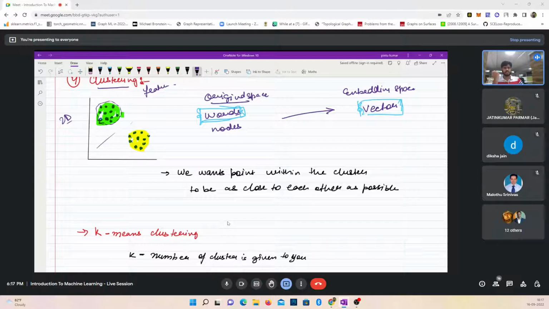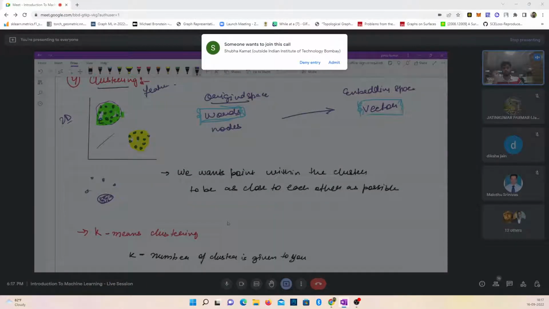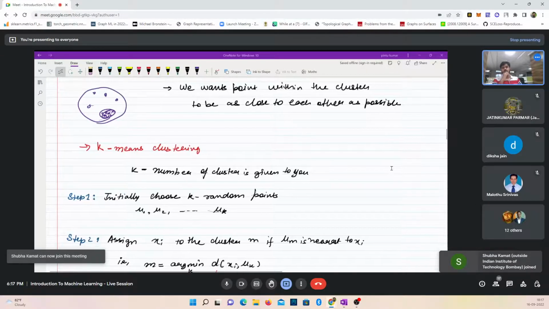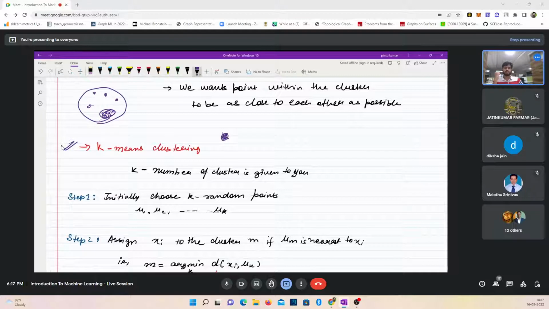So what we want is that points within a cluster should be close to each other. So we don't want, let's say these are 4 data points, that if points are close to each other, we want them to be in a group rather than considering all the elements in a group. One of the common techniques to do this is k-means clustering. In k-means clustering, this k denotes your number of clusters.